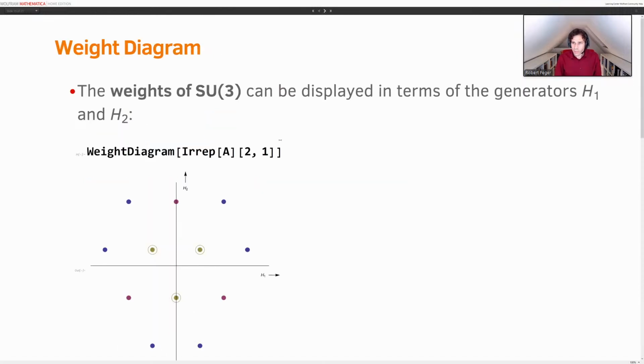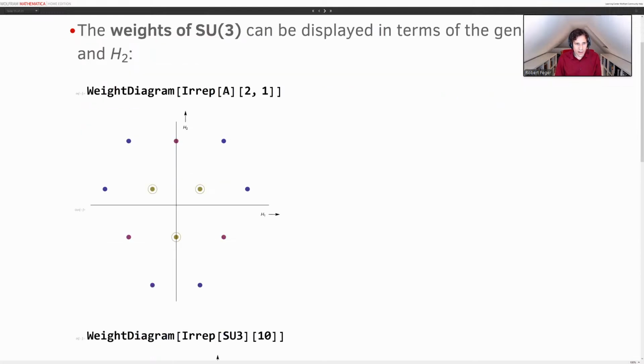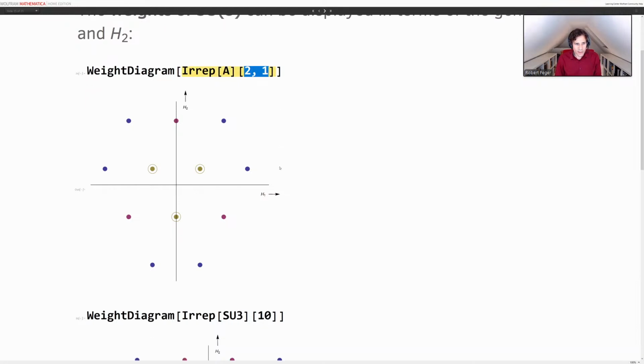For SU3, you can print the weight diagram in 2 dimensions, which is a very nice property of SU3. This here is the weight diagram of this representation 2, 1 that we just used. And you see this here in the middle with the rings. This is the orbit that has a multiplicity of 2, which is indicated by the rings. Then you have the second orbit, which are just the blue dots out here. And you have the third orbit, which are the lilac dots out here.